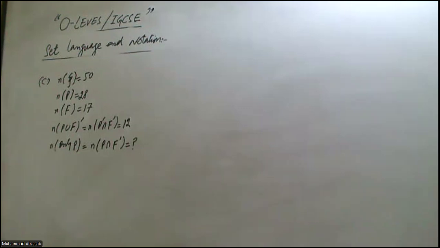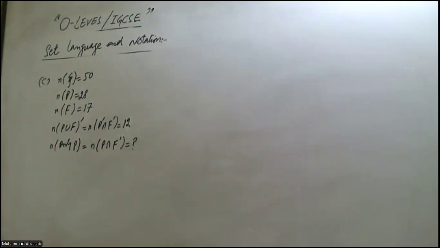So the total set is 50, where piano students are 28 and flute students are 17. When they say neither piano nor flute, in mathematical language we say (P union F) whole complement, which is equal to P complement intersection F complement, which is equal to 12.